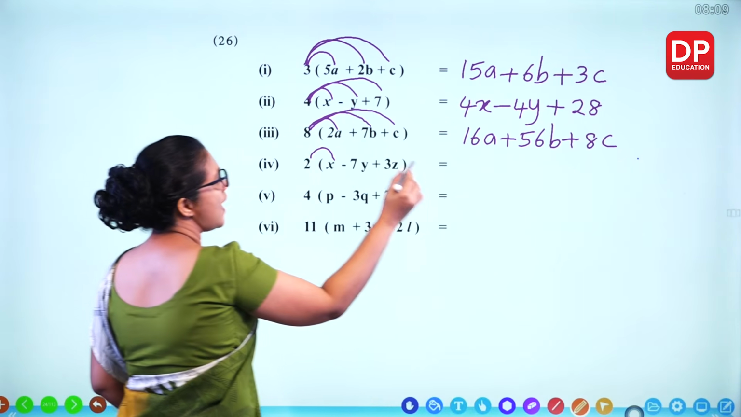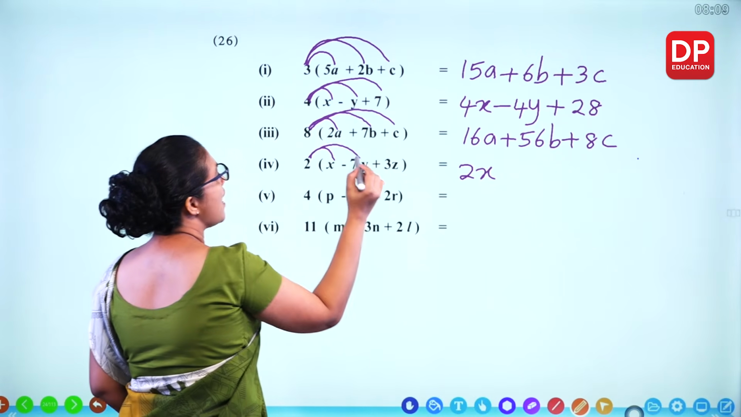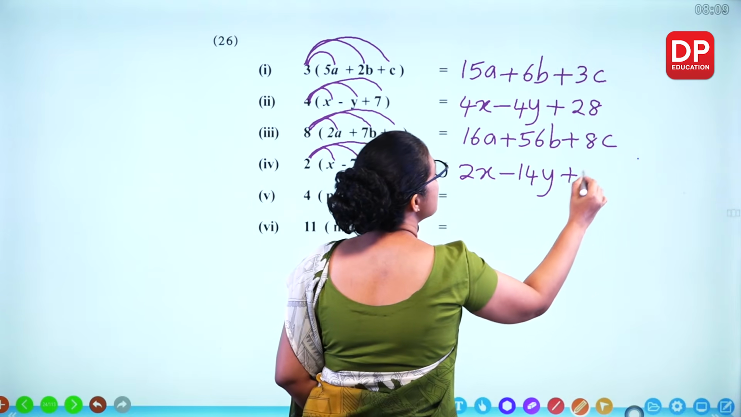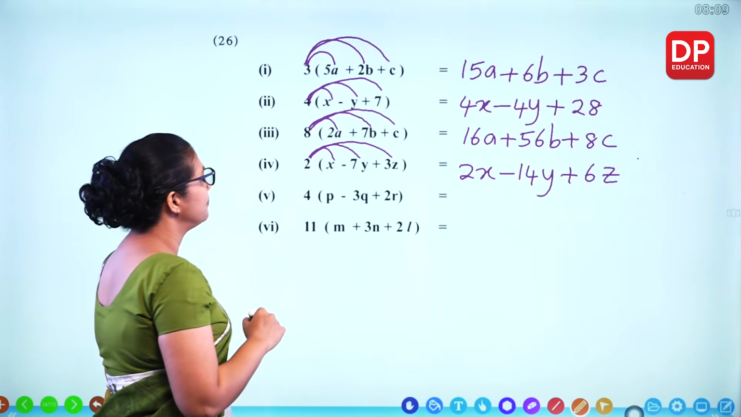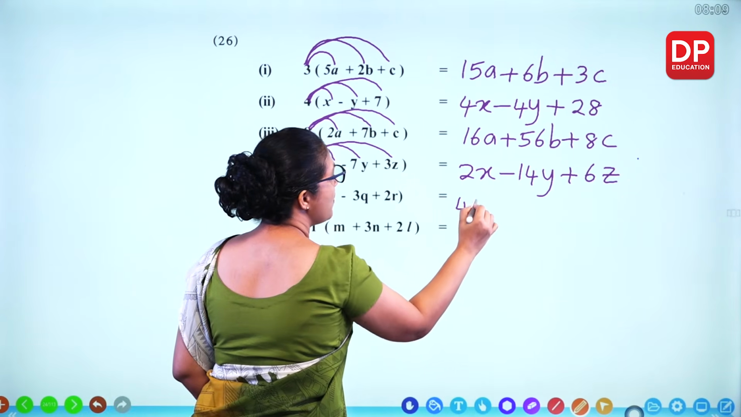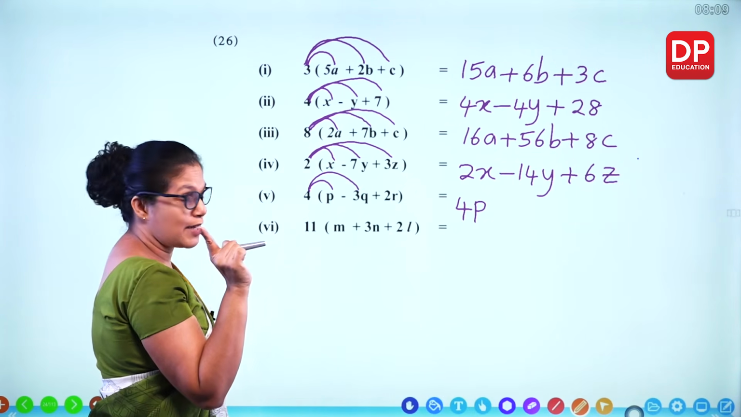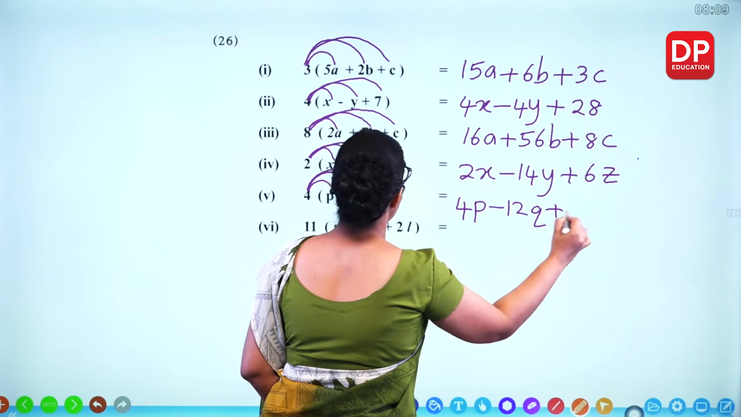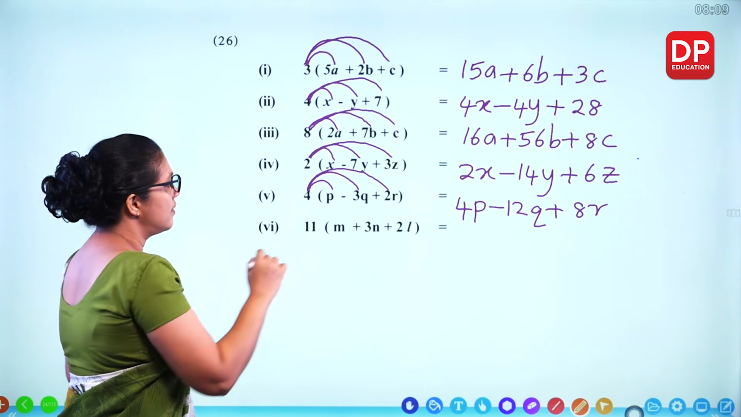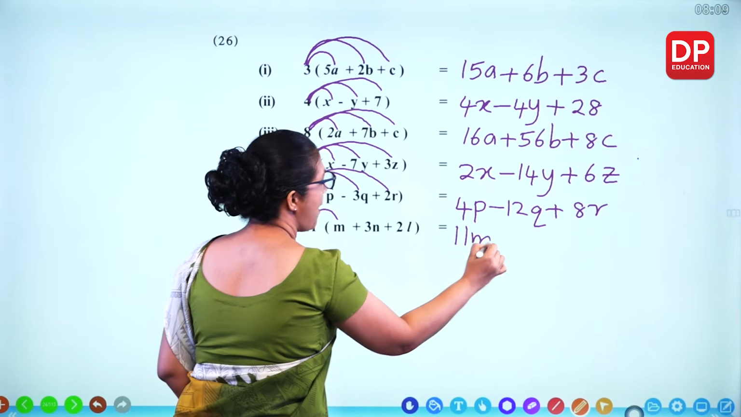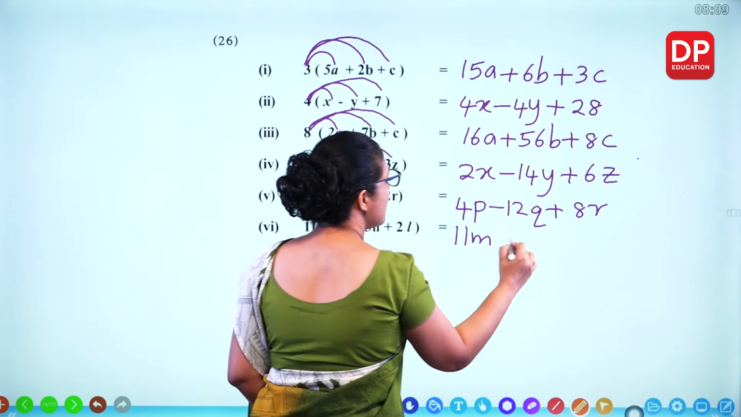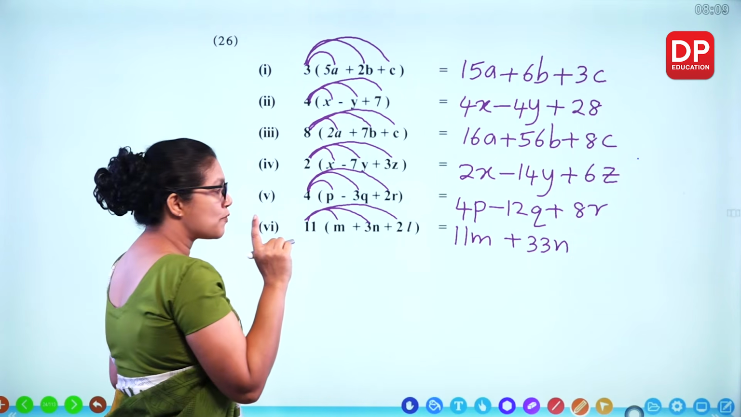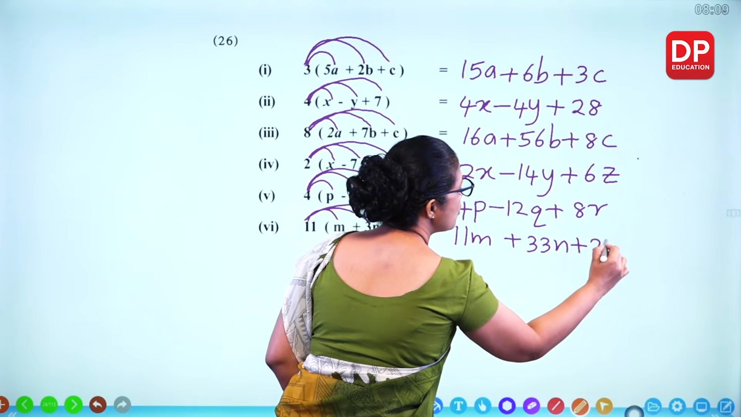Look at this one. 2 times x, 2x. 2 times minus 7y, minus 14y. 2 times 3z, 6z. 4 times p, 4p. 4 times minus 3q, minus 12q. 4 times 2r, 8r. 11 times m, 11m. 11 times 3n, 33n. 11 times 2, 22 with L, 22L.